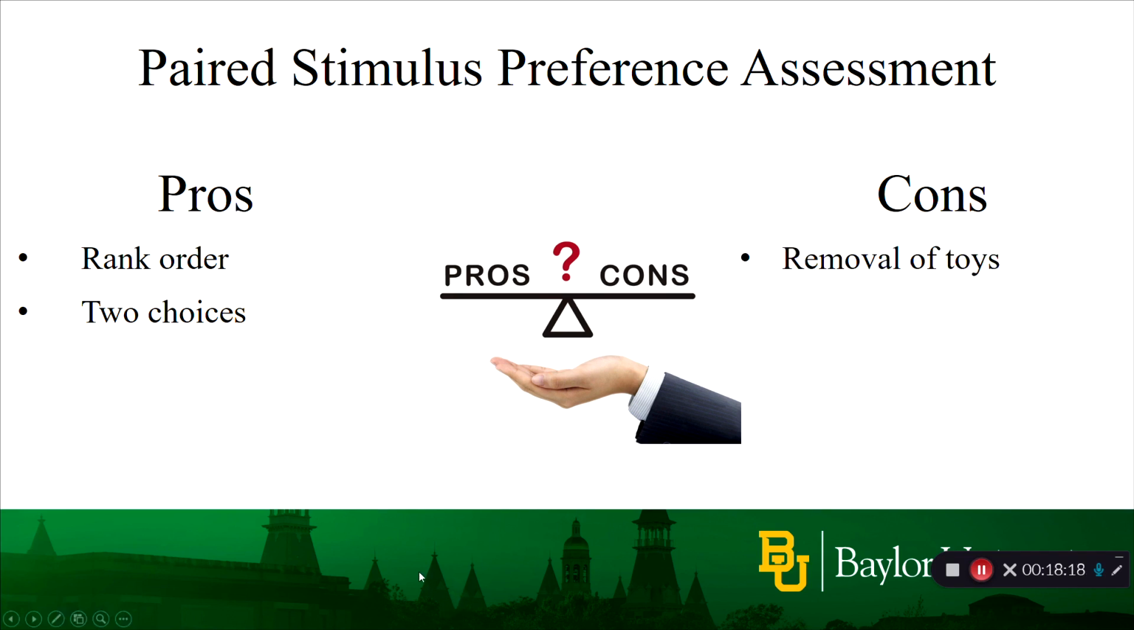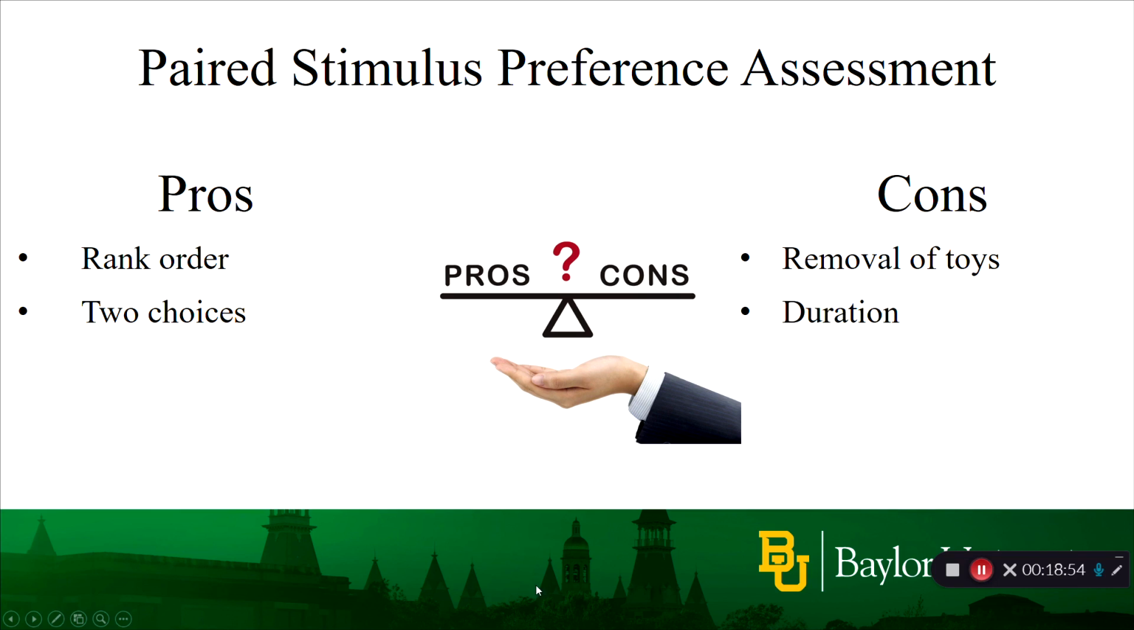In terms of cons, we do have a removal of toys. In the example video with Lennon, she did not seem to have many problem behaviors associated with the removal of a preferred item. So this was not a problem for her. But if you had a student who tends to engage in a great deal of problem behavior when their toys or preferred items are removed, you may want to be a little cautious about using a paired stimulus preference assessment because the removal of those toys could trigger problem behavior.